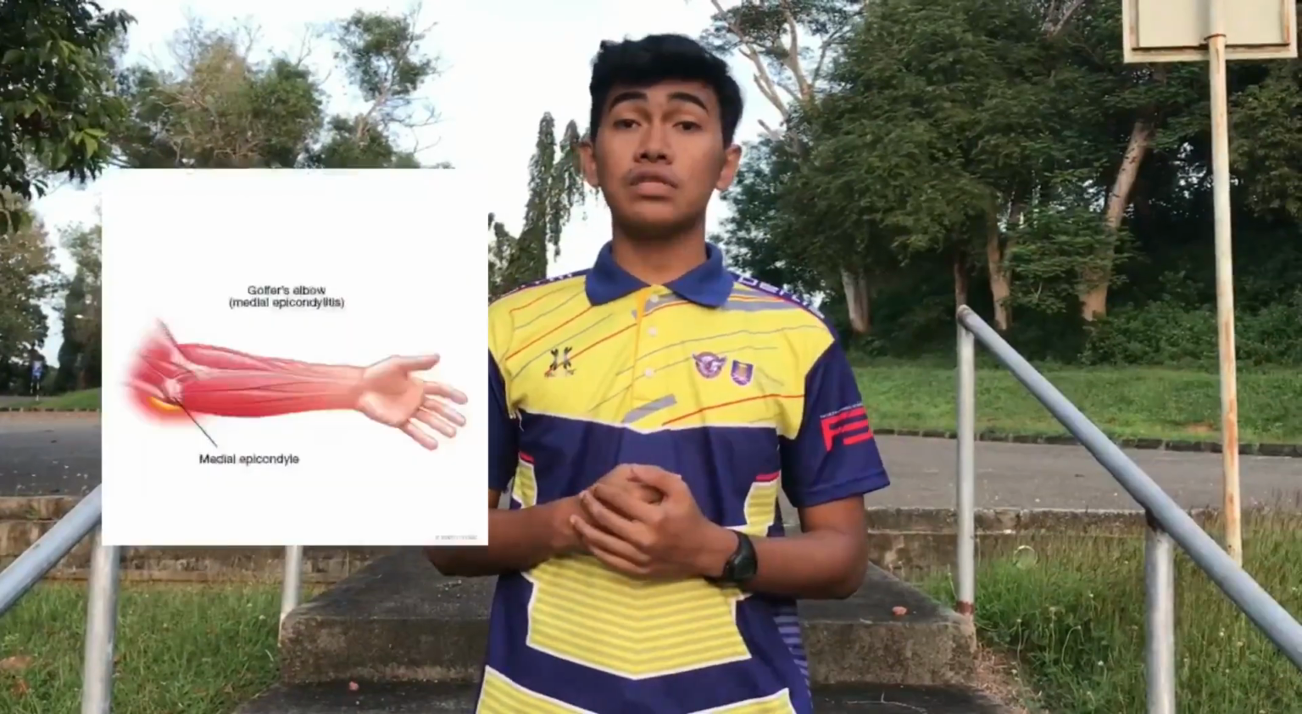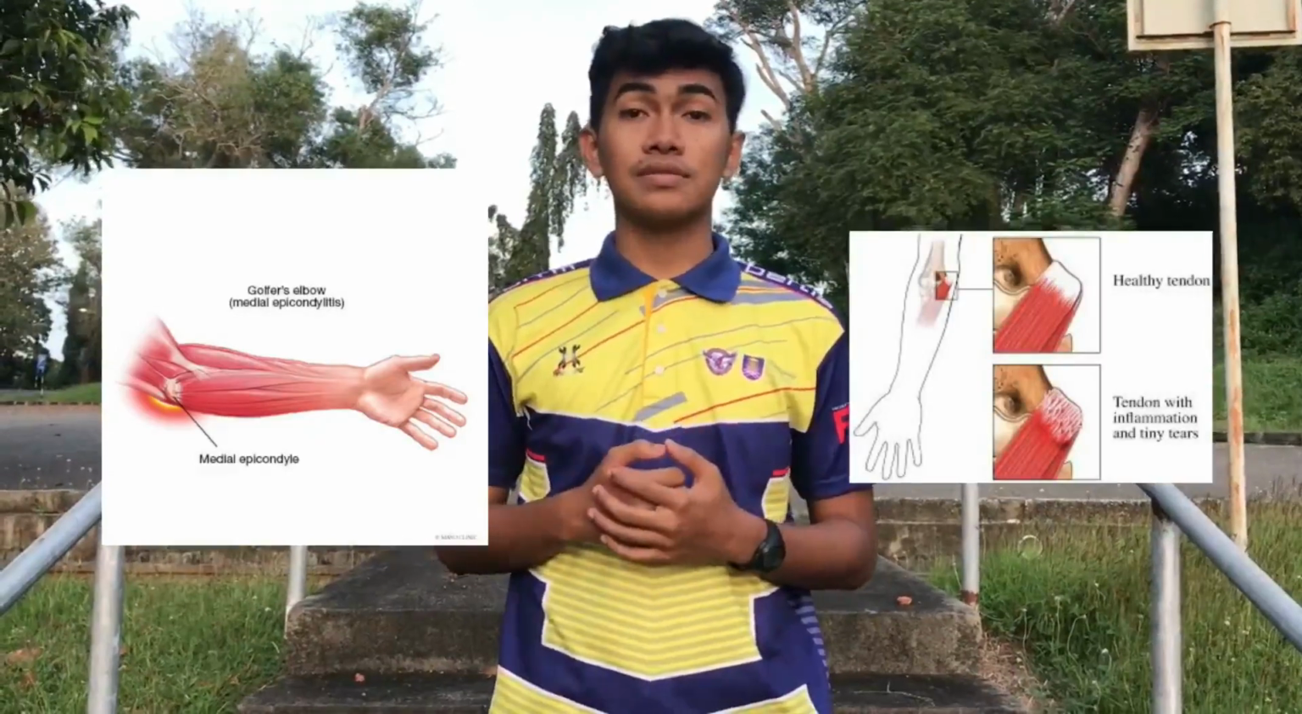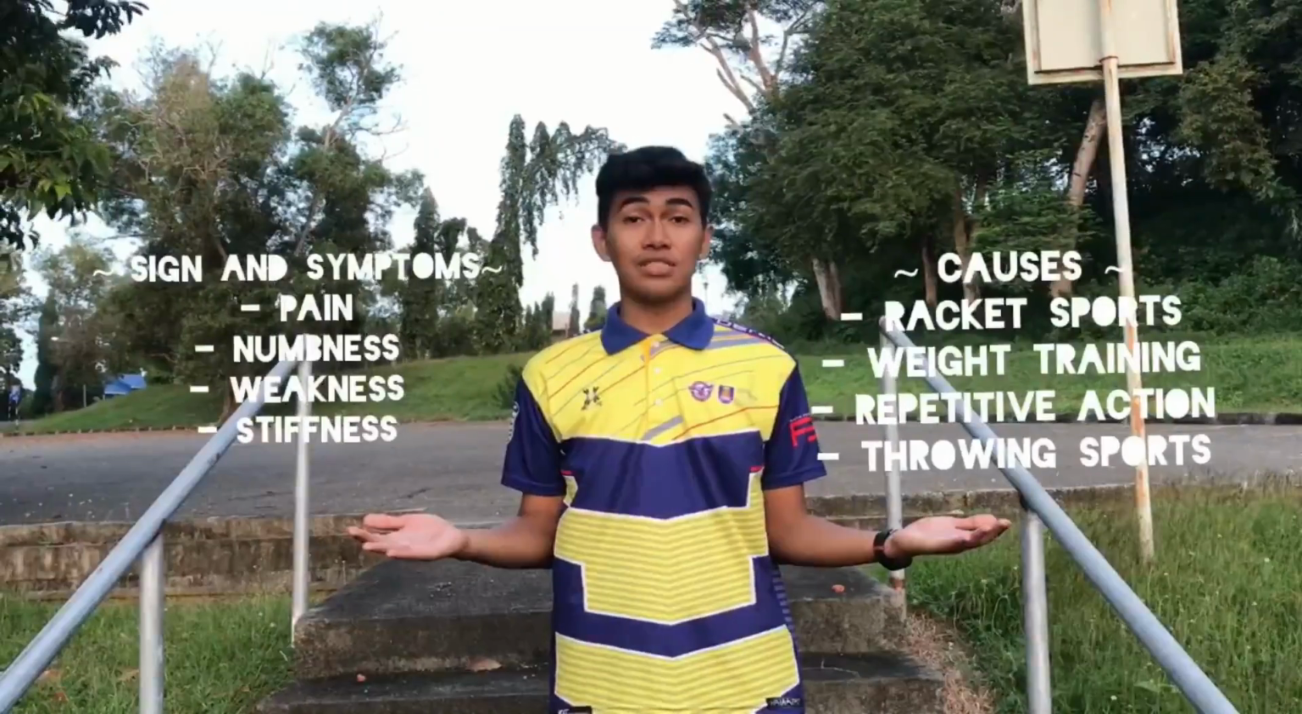The common injury that usually occurs in our elbows is golfer's elbow, also known as thrower's elbow. Okay, here are the signs and symptoms of golfer's elbow. And here are the causes of golfer's elbow.